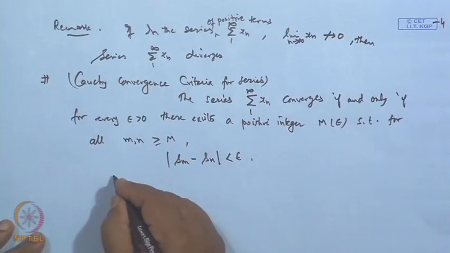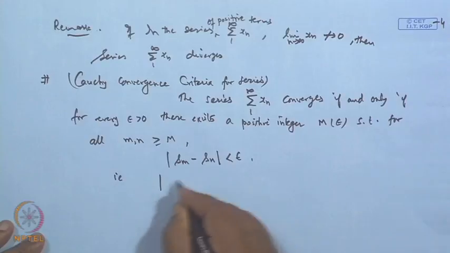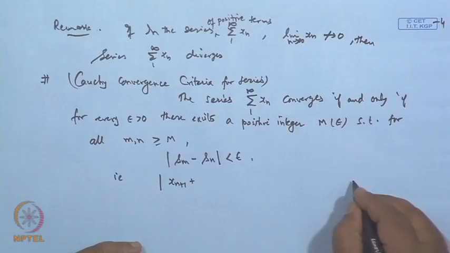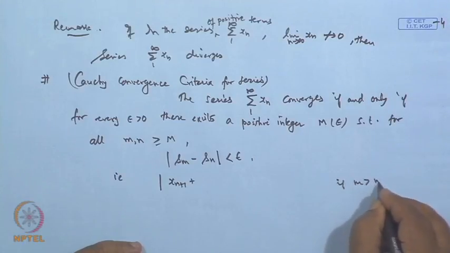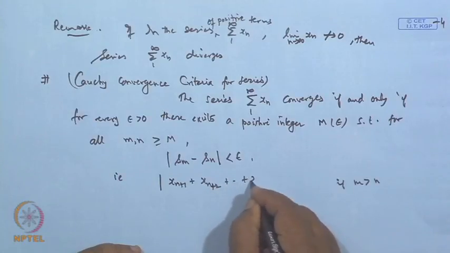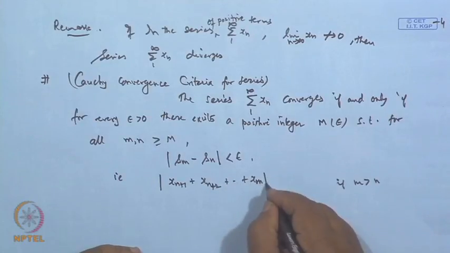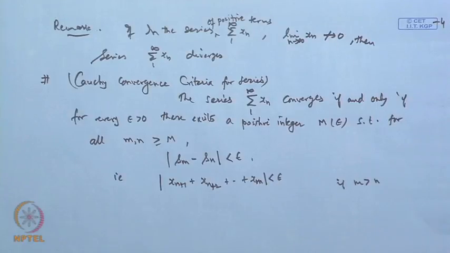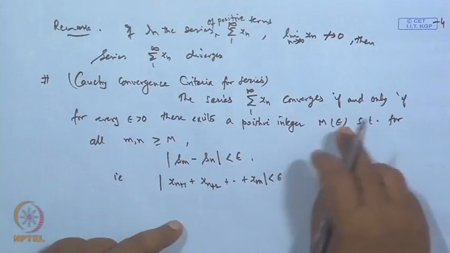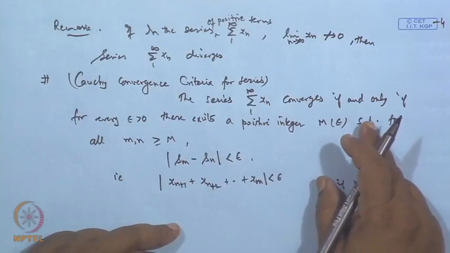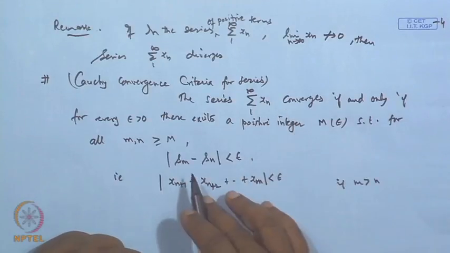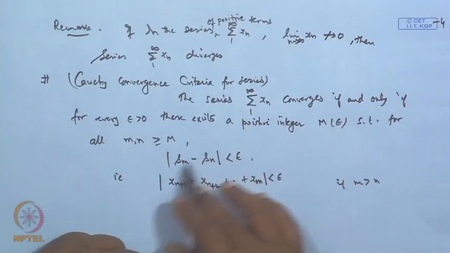That is equivalent to saying that the modulus of x_{n+1} plus x_{n+2} up to x_m is less than epsilon, if I choose m greater than n. That is up to here. So, this is known as the Cauchy convergence criteria, and this part is if and only if, that is, if the series converges, then the sequence of its partial sums will satisfy this condition.